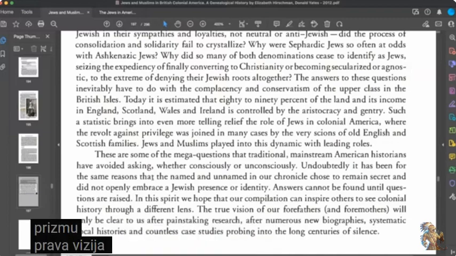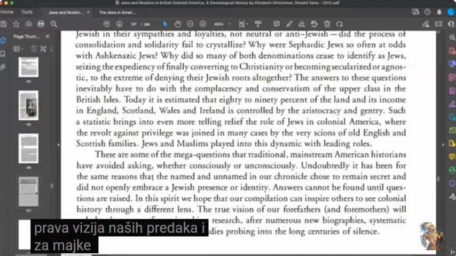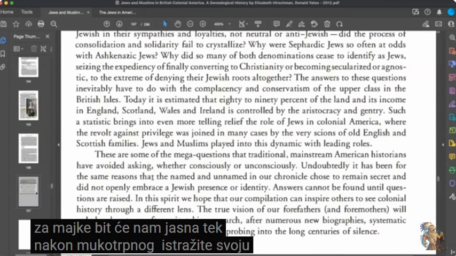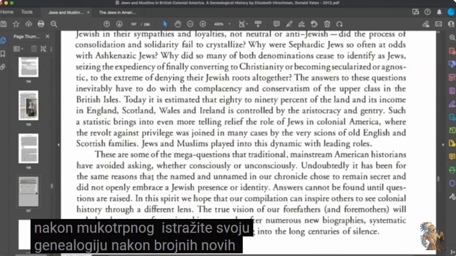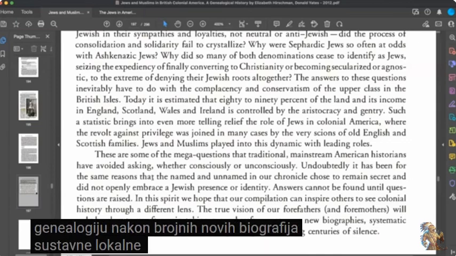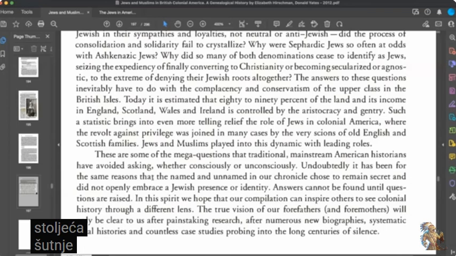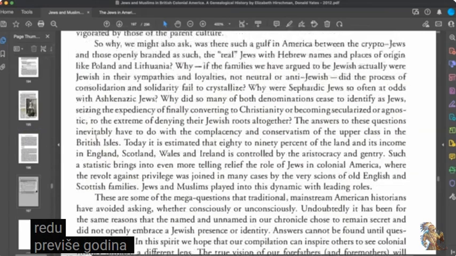The true vision of our forefathers and foremothers will only be clear to us after painstaking research. Do your genealogy, after numerous new biographies, systematic local histories, and countless case studies probing into the long centuries of silence. Too many years of silence, all right? Too many years of silence.